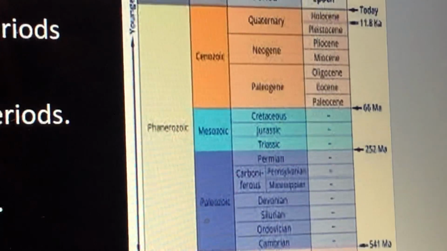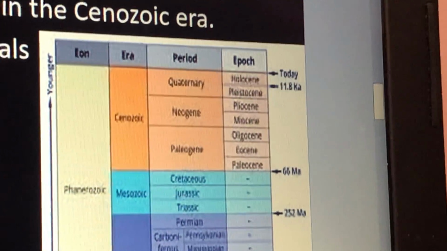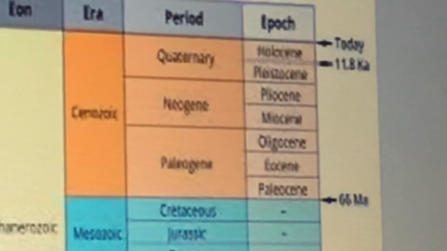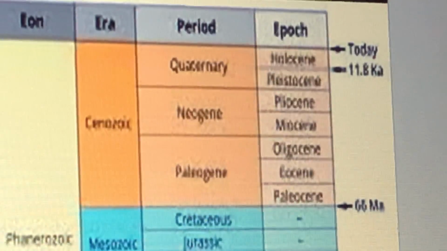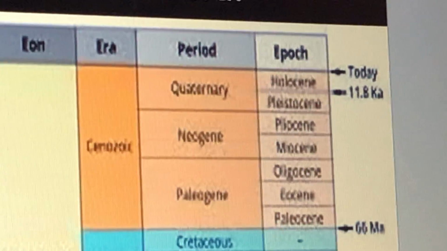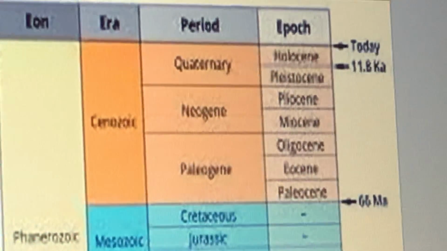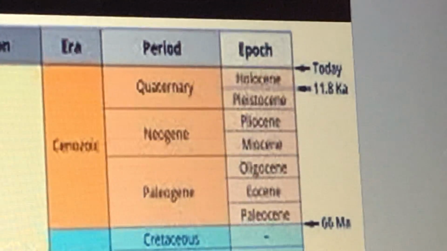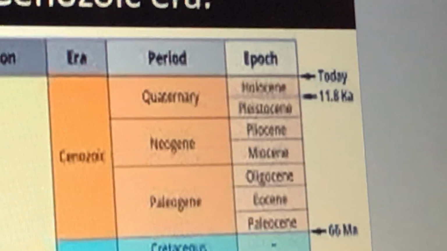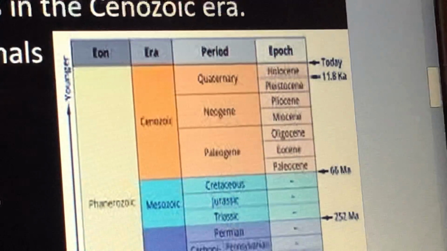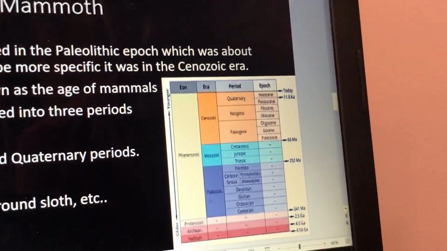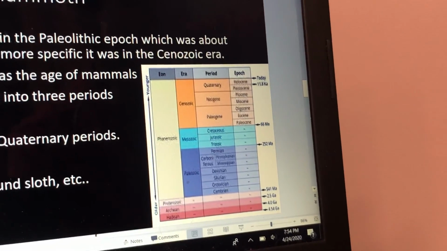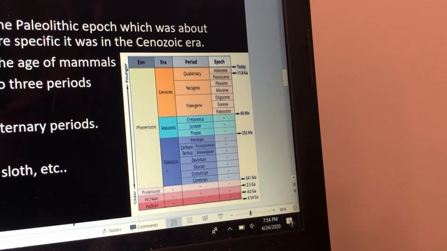The Cenozoic era is divided into 3 periods. They include the Paleogene, Neogene, and Quaternary period. Other animals include things like saber-toothed cat, giant ground sloth, and things like that. And here's a picture of geologic timescale. Moving on.